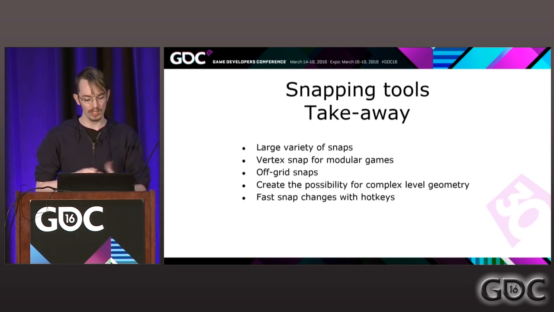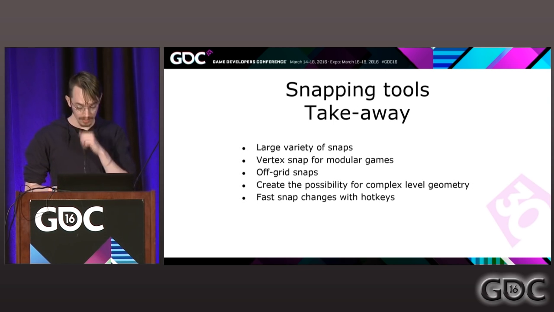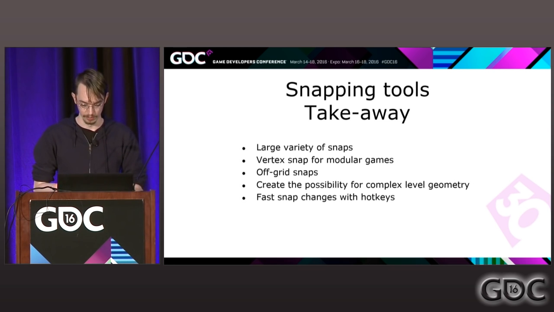Off-grid snaps again create the possibility for complex geometry. So you don't have to worry about a particular complex section of a level becoming too complex to change later. It maintains flow over the entire project length and helps with every part of level placement. Geometry, lights, assets, anything. And of course, fast snap changes with hotkeys are nice, as having to go through menus costs valuable time and cognitive effort.